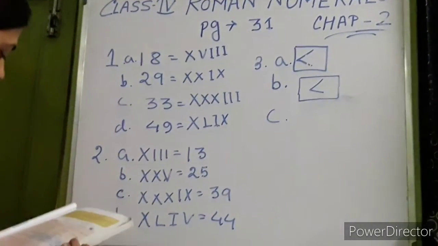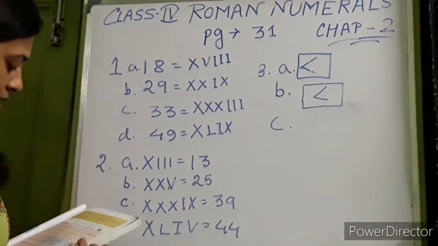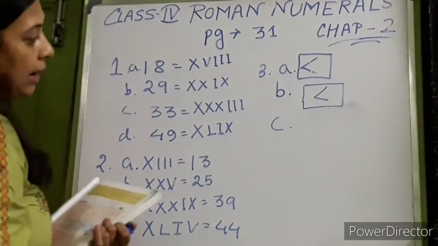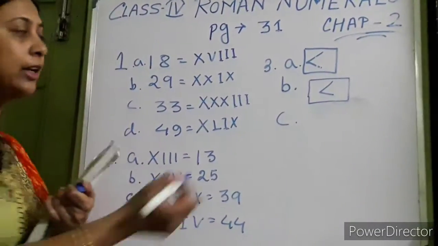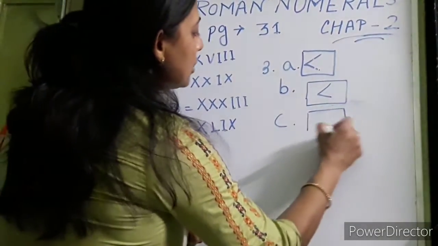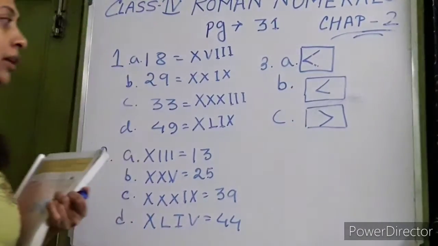C, XXXI means 31 and XXX means 30. So 31 is greater than 30. So the greater than sign. Clear?